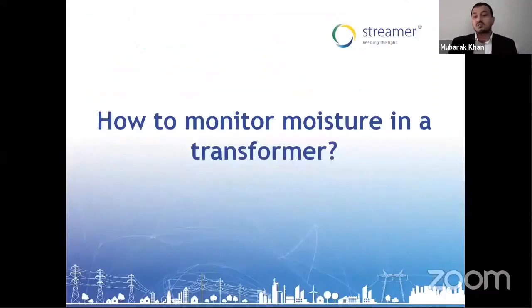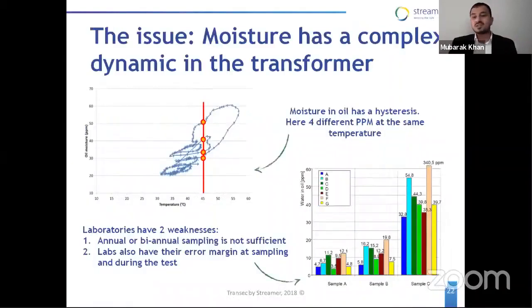Now, how to monitor moisture? We have seen a lot about moisture in a transformer today. We'll see how to measure it. Normally, we are doing it through samples, right? But as I explained, because of the transition period, the moisture in a transformer never reaches equilibrium. So at every different instance, whenever you are measuring the moisture, you will get a different value.